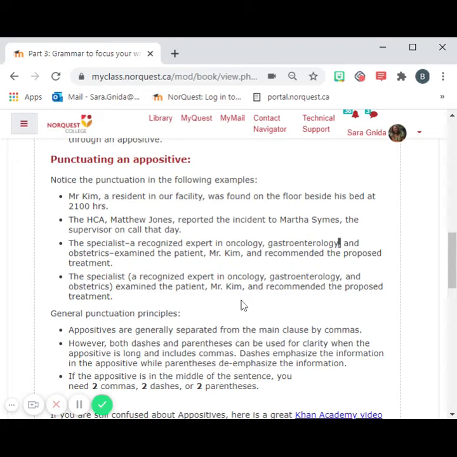All right. So when an appositive is long and includes commas, you can choose to use a dash or parentheses. Dashes emphasize something, and parentheses de-emphasize the information. Keep in mind when you're using an appositive, if it's in the middle of the sentence, you need 2 commas or 2 dashes or 2 parentheses.